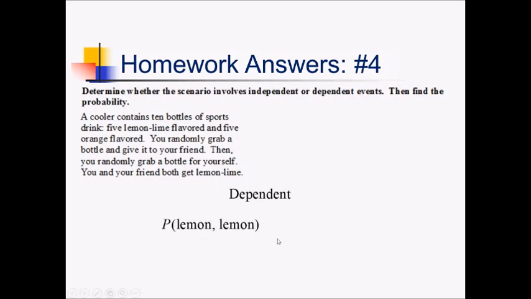So the first time around, you have 10 bottles, so that's your total possibilities, and out of those, 5 are lemon-lime. So we'll say 5 over 10 is the probability of getting that first lemon-lime that you give to your friend. Now let's talk about you. Well, once you pick a bottle, any bottle out of there, that drops your total possibilities to 9. Now there's 9 bottles left to choose from. And if the one you got was a lemon-lime, well, now there's no longer 5 lemon-limes, there's only 4 left that you could get. So we have a 4 over 9 chance for that second time around.